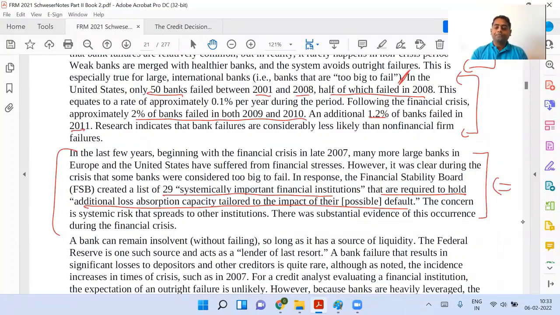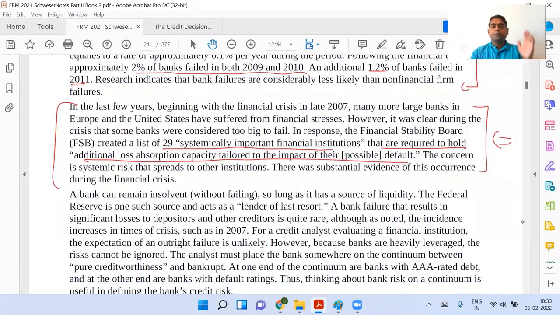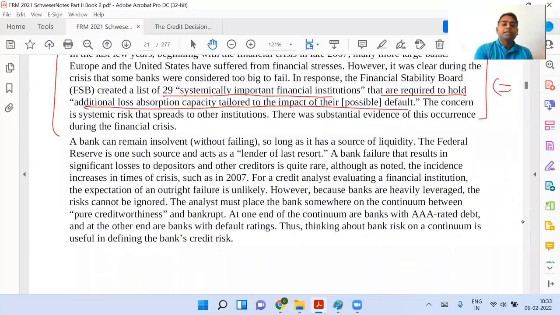All good. Let us move to this part. This is important. Mark this with a star. Read the line properly. A bank can remain insolvent without failing as long as it has a source of liquidity. Now, where will the source of liquidity come from? Ideally, it is the regulator, the central bank, which pumps in liquidity as lender of last resort, to make sure the bank sustains for a certain period of time, so that we can merge it into a healthier bank and take a decision.